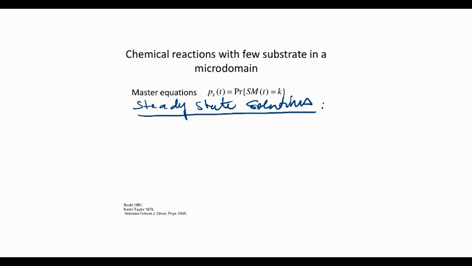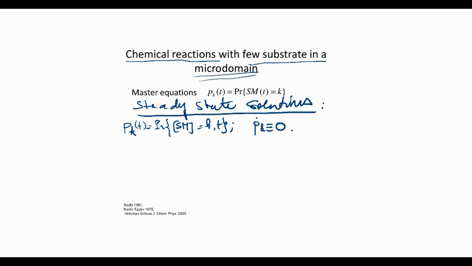So we are continuing this class about chemical reaction with few substrate in a microdomain. Now we have seen before how to derive the Markov equation, and at this stage we are going to solve them at steady state. So steady state means that the probability p_k(t) of having k substrate, which we said was the probability that the number of S_m molecules was equal to k at time t, is at equilibrium, so the time dependency is 0. And then we get an ensemble of equations that we need to solve.